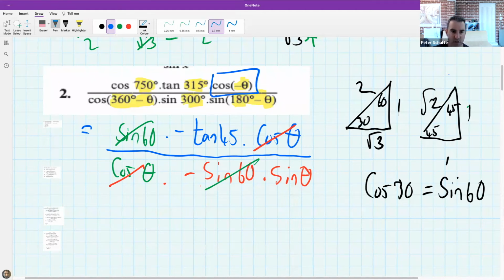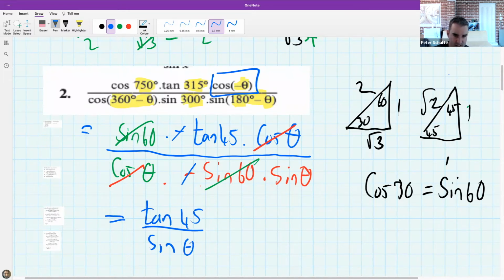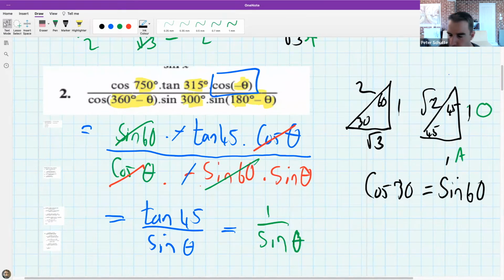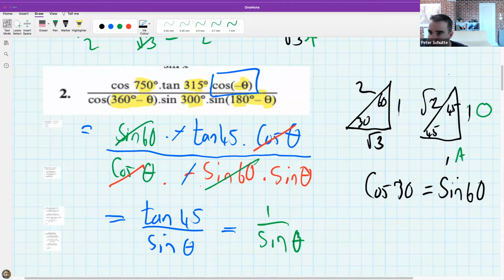Then we have negative over a negative, so that cancels each other out. And all I'm left with is the tan of 45 over sine of theta. But we still have to evaluate the tan of 45. And the tan of 45 is just O over A, so it's just 1 over 1, which is 1. And so that is my final answer: 1 over sine of theta. If you subbed in values earlier, you would still get the same answer.